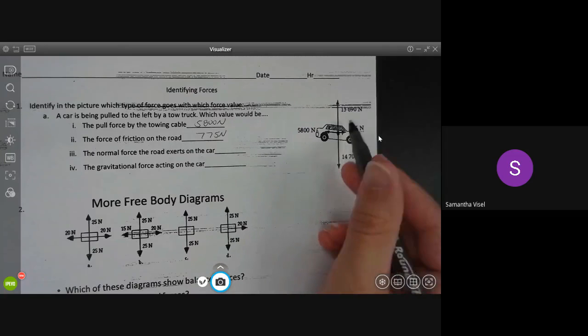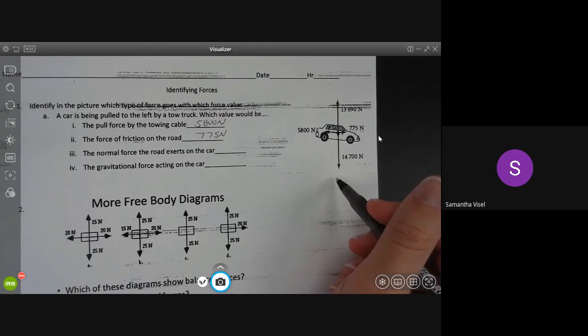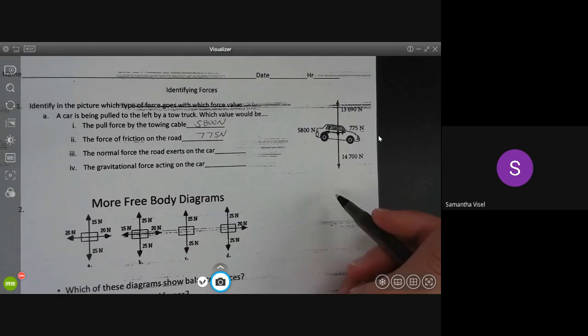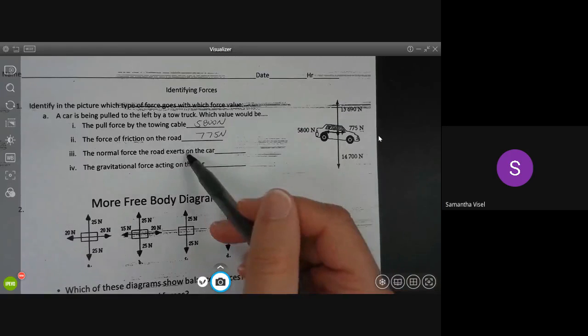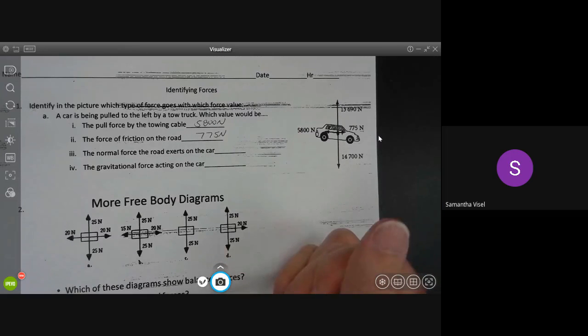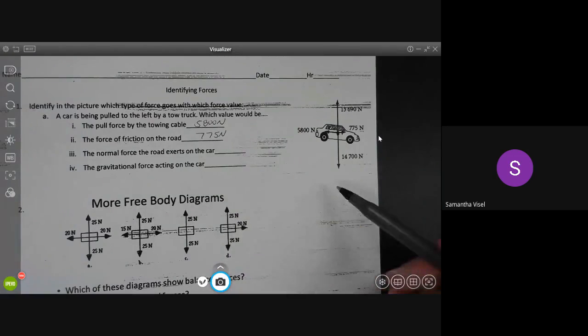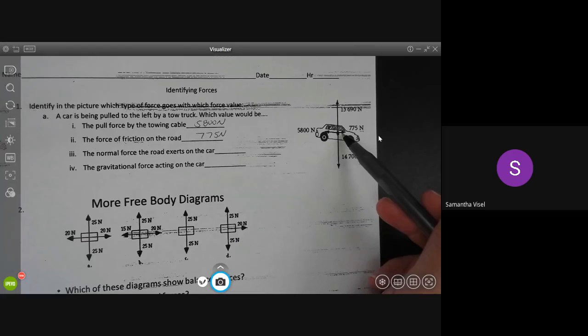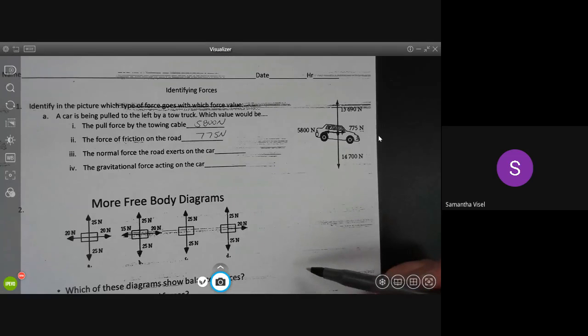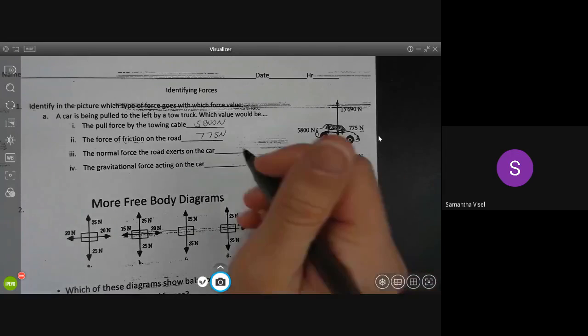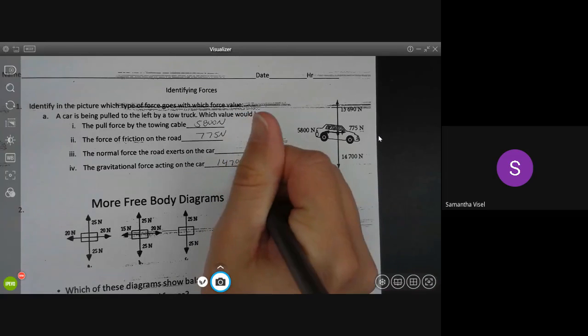So now I have two forces, one going up, one going down here. One of these is going to represent the normal force. We're looking for the normal force. And the other is representing the gravitational force, or the weight, acting on the car. Weight, gravity, always accelerates everything downward. So whatever vector arrow is pointed downward, that's this one here, is going to be the gravitational force acting on the car. So this is going to be 14,700 newtons.